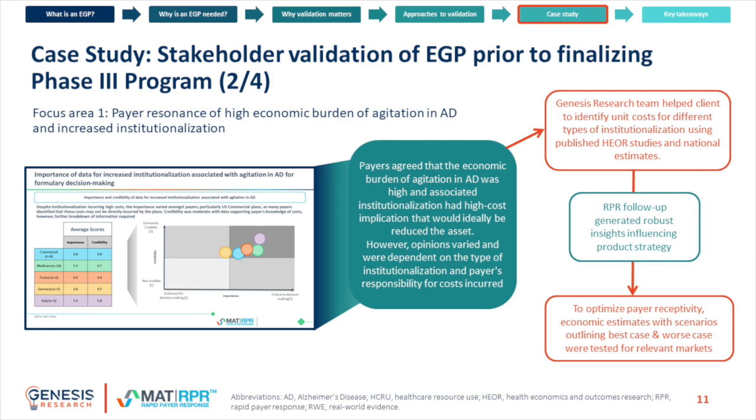Long story short, in this case, we firstly understood that for this cost driver, which is institutionalization, costs associated with institutionalization is important. Secondly, it was really important to help them understand the elements of costs and the parameters which were important to do a full-blown cost analysis. Once the full-blown cost analysis was done, we were able to go back to the same panel and understand the payer receptivity of the economic burden associated with institutionalization related to agitation in Alzheimer's.